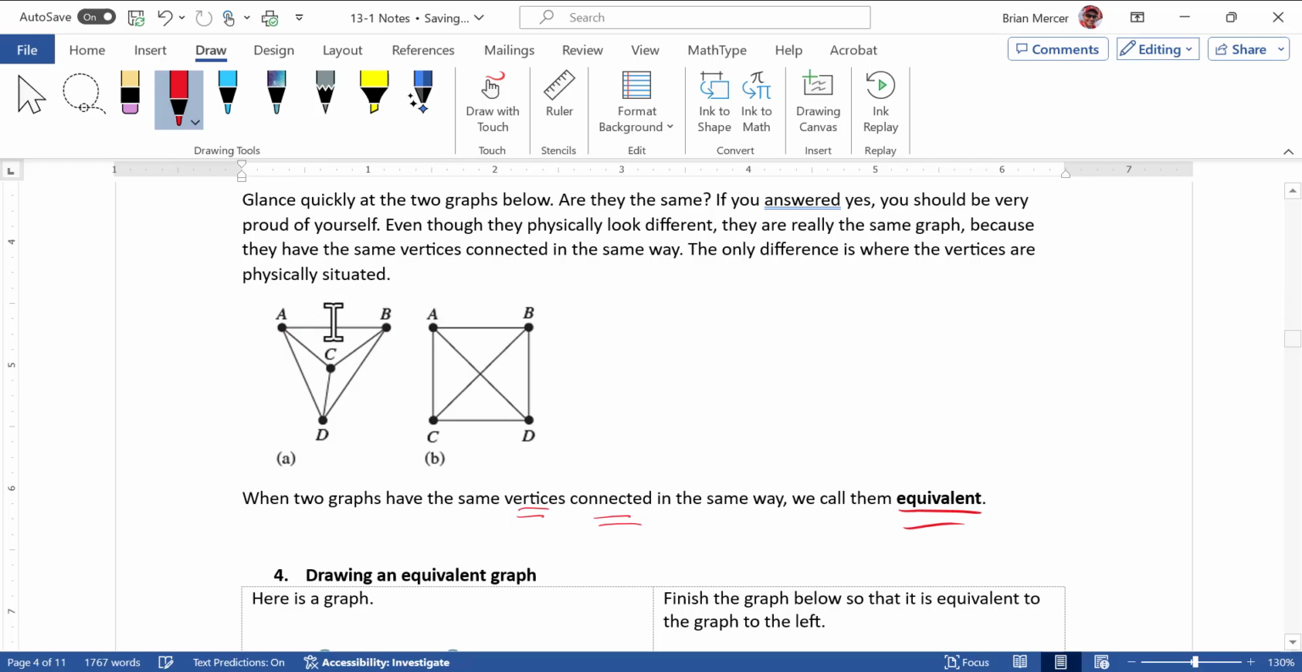So at first glance at these two graphs, you might say, oh, those aren't equivalent, they don't look the same at all. But just picking on C, for example, C is connected to A, B, and D. And if I start over here, C is connected to A, B, and D. And you can run through every point and you'll find that these are equivalent. They are connected in the same way.